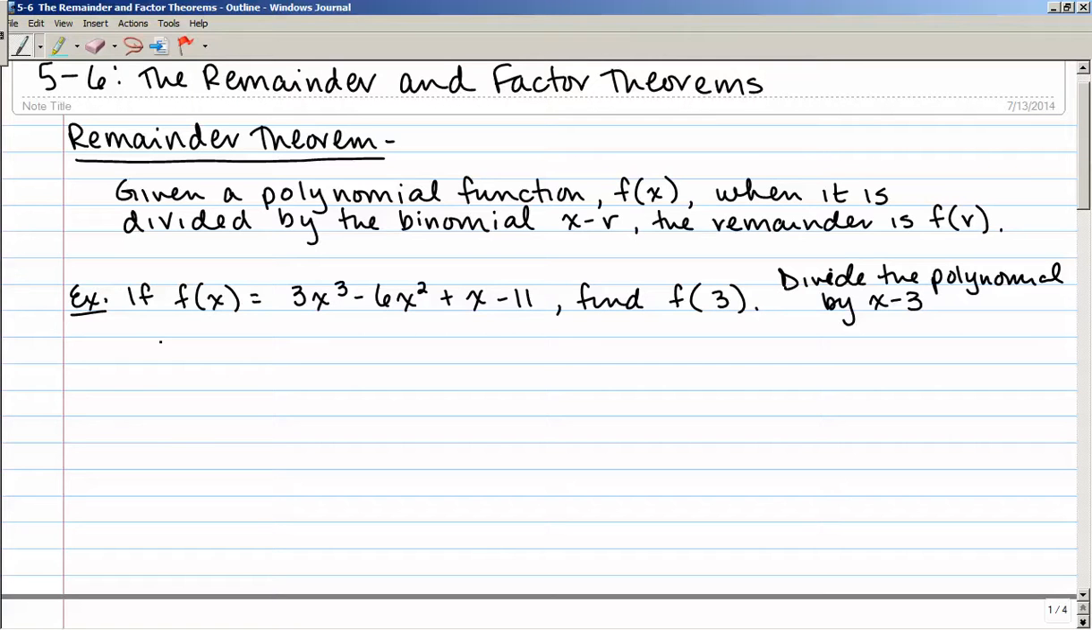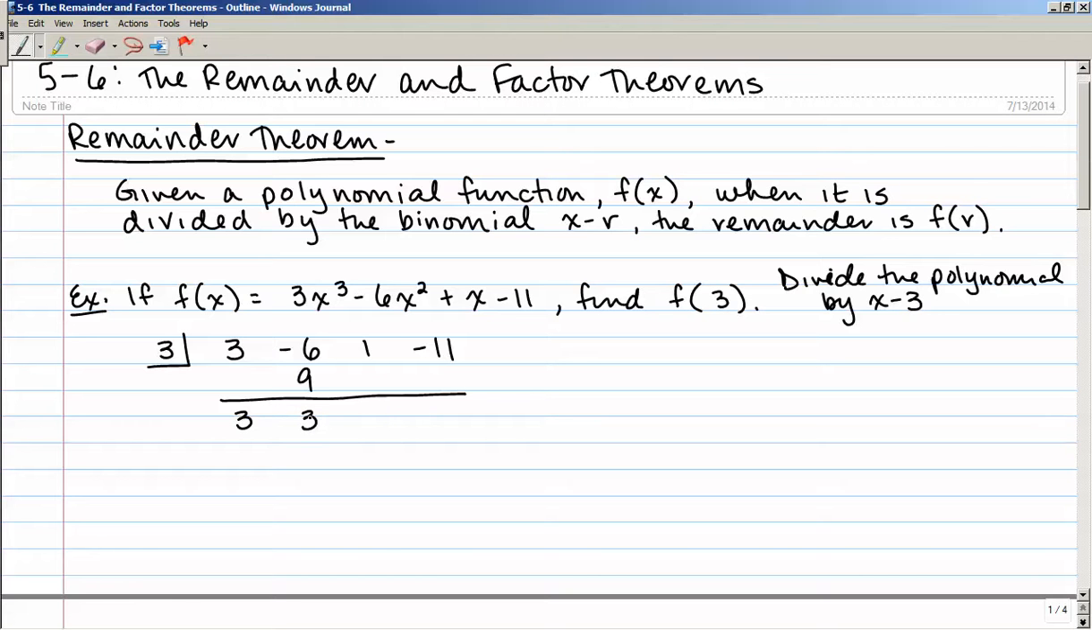So, do you remember synthetic division? We put the 3 in the box out here, and then I grab the coefficients from my polynomial. 3, negative 6, 1, and negative 11. Draw a line down here, and bring down the first coefficient, 3. Now I take the 3 that's in the box, multiply it by the 3 down below, and put that number here. That gives me a 9, and now I add. Negative 6 plus 9 is 3.